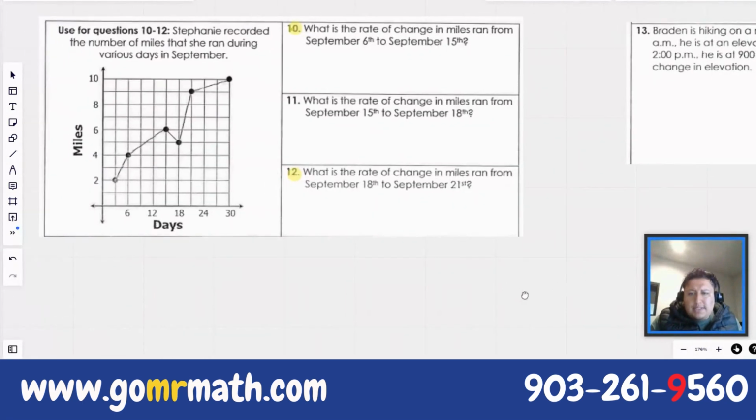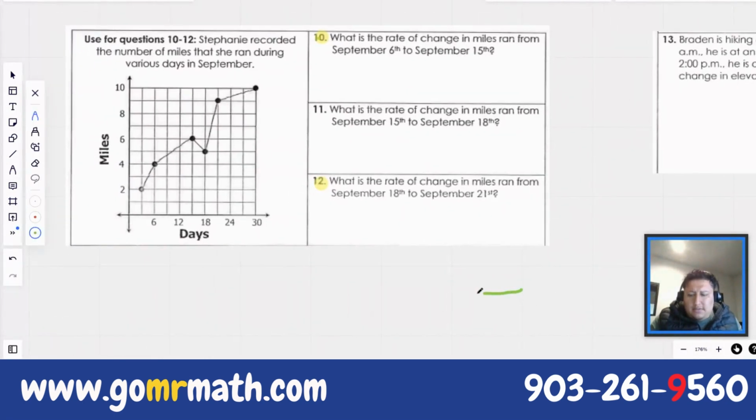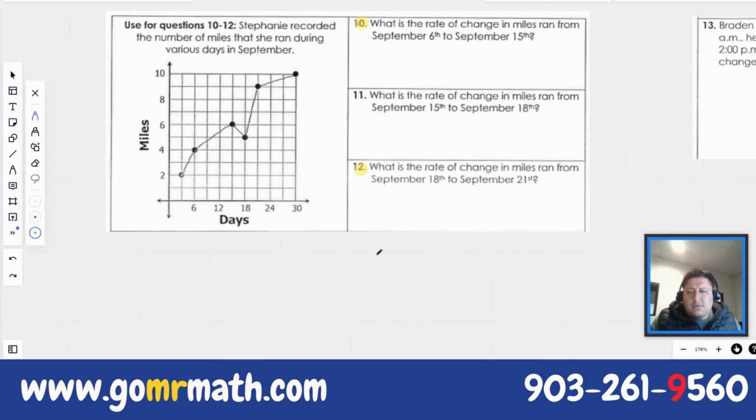Okay, we have exercise 10 and 12. Exactly the same thing, it is not on a straight line. So let's see what it says. Stefan recorded the number of miles that she ran during various days in September. Okay, so here are the days and here are the miles. What is the rate of change in miles run from September 6th to September 15th? September 6th over here, right here should be my point, to September 15th.